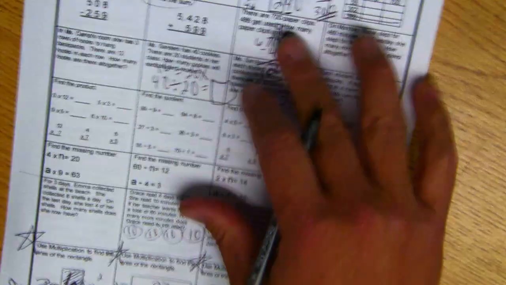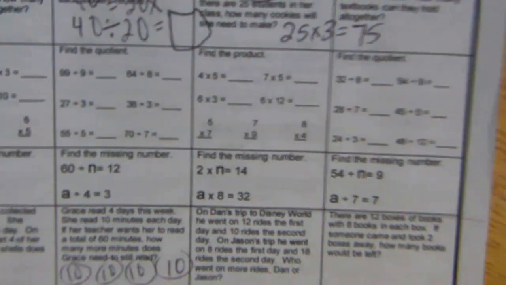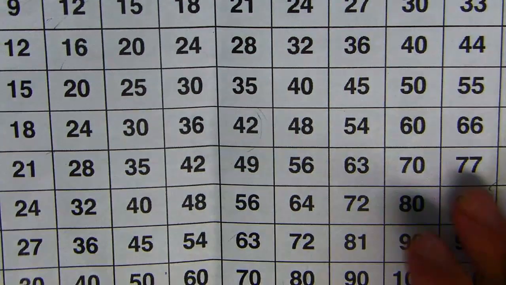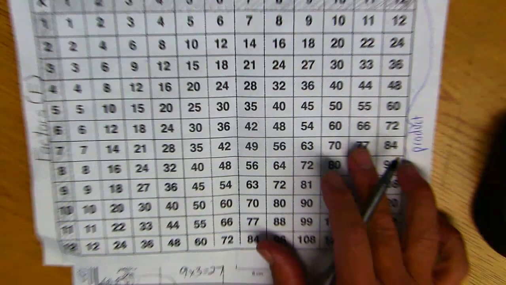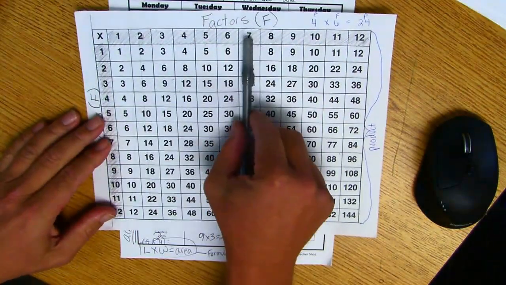All right, let's see. Let me zoom in. Find the missing number. 2 times what is 14? Get your multiplication chart out. 2 times what is 14? Put your pen on the 2 or the 7.